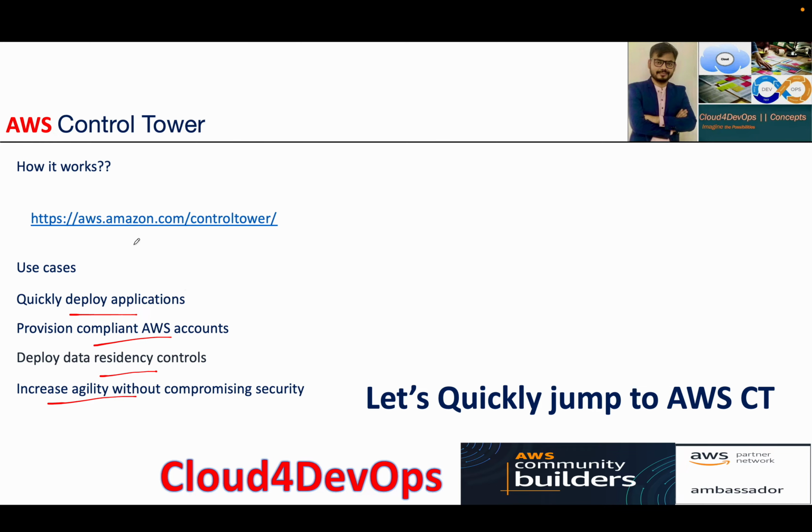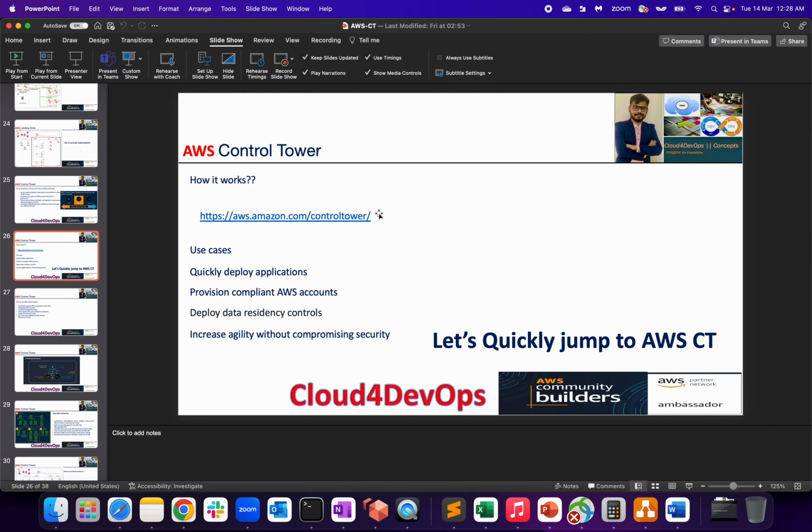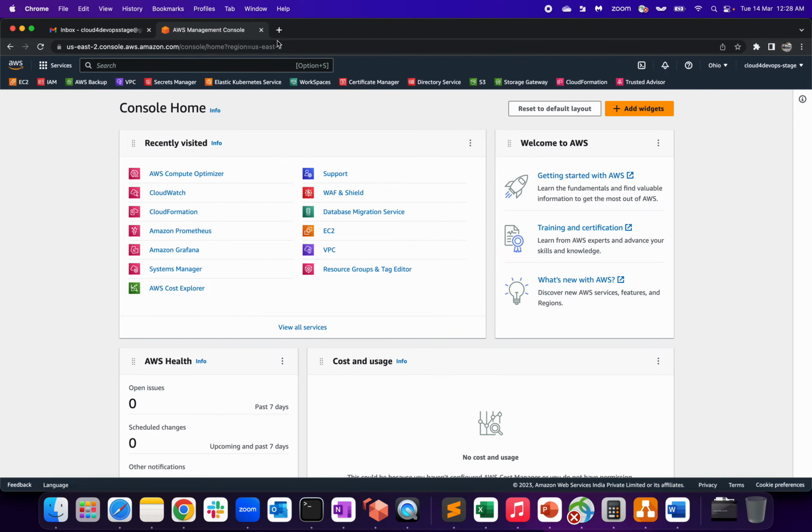Now, how does it work? Obviously, there is a famous workflow diagram that we have from AWS. So let's look at that first. One sec. Let me go to Chrome.